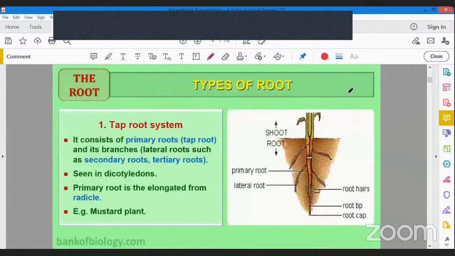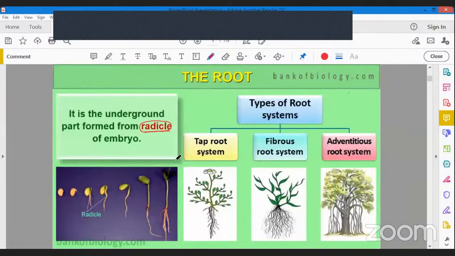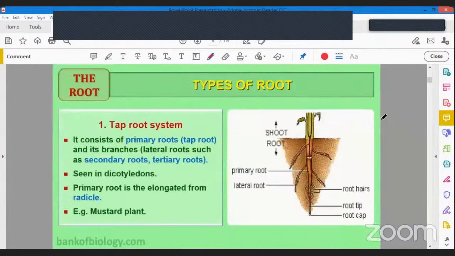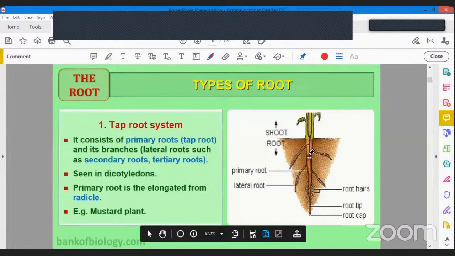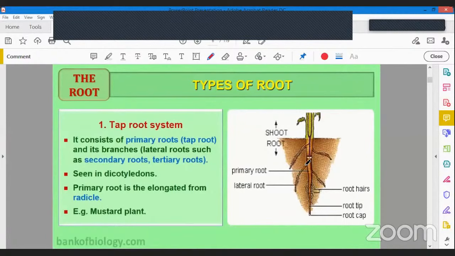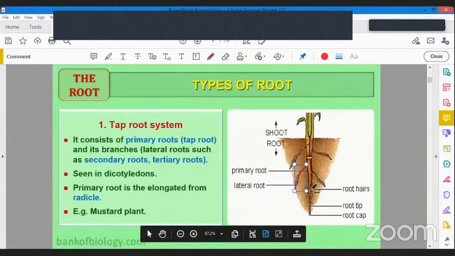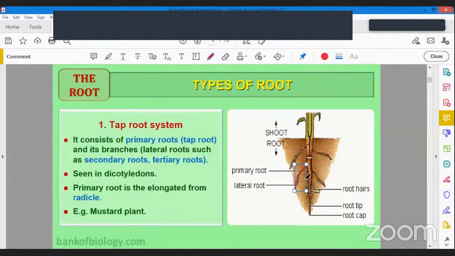Done. So now in the root, we have three types: taproot, fibrous root, and adventitious root. What is a taproot? A taproot consists of the primary root, which is in the middle, and its branches, the lateral roots. Look, here a branch has come to the side. This is a lateral root. From the lateral root, you will have tertiary roots. Here again branches form. This is seen in dicots.